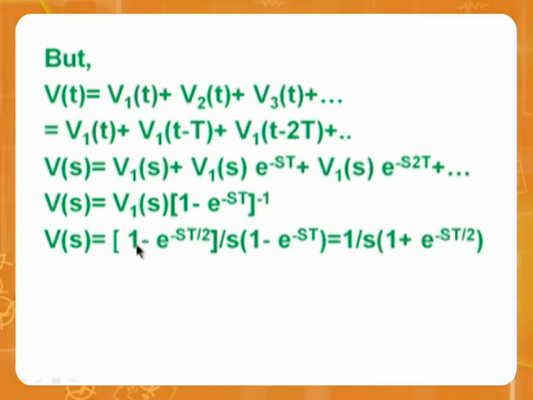How did this disappear? Very simple. This 1 minus e power minus sT, you can write as (a plus b) into (a minus b), that means (1 plus e power minus sT by 2) into (1 minus e power minus sT by 2). This one cancels and the remaining will be here. So this is the final answer. Here I am trying to show how to achieve the Laplace transform of periodic functions. Square wave is periodic. Remember one thing, I said 3 words.